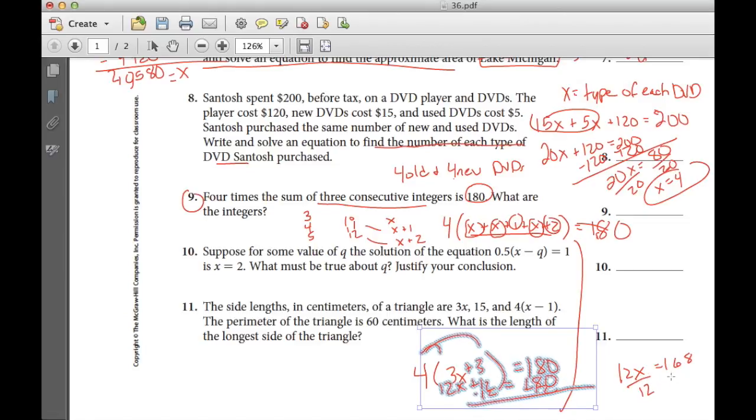Divide by 12, divide by 12. 168 divided by 12 is 14. So the 3 numbers are 14, 15, and 16. So if I take 14 plus 15 plus 16, I get 45. And if I multiply that by 4, I get 180. So the answer to number 9 is 14, 15, and 16.